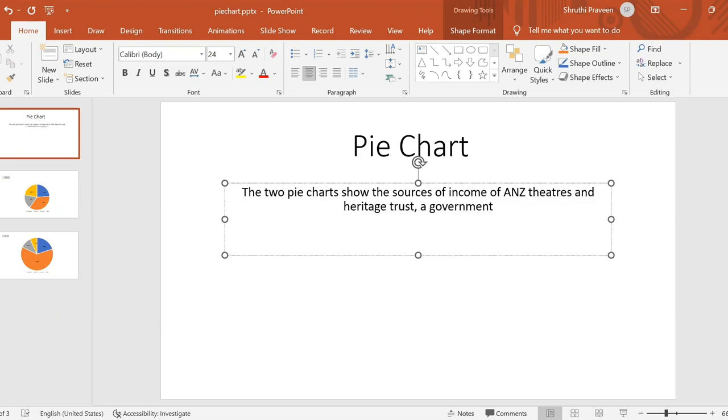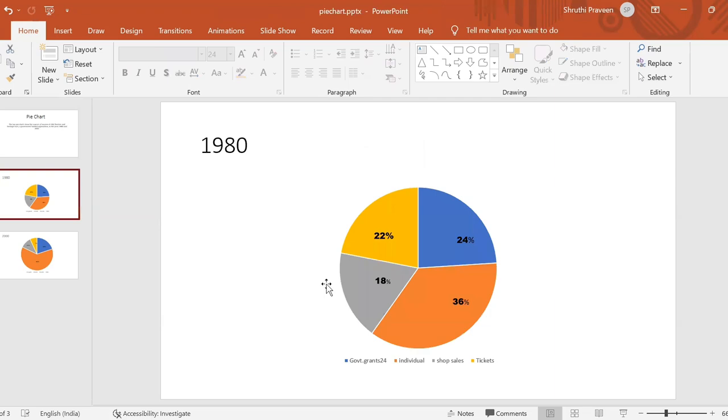A government-funded organization in the years 1980 and 2000. Okay, so this is our question. The two pie charts show the sources of income of ANS Theatres and Heritage Trust, a government-funded organization in the years 1980 and 2000. This is our 1980 pie chart.